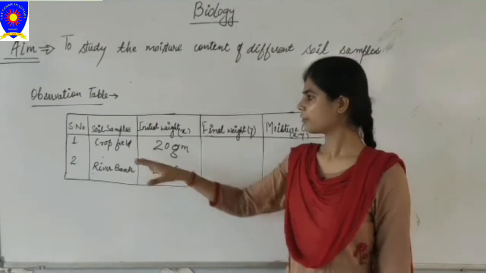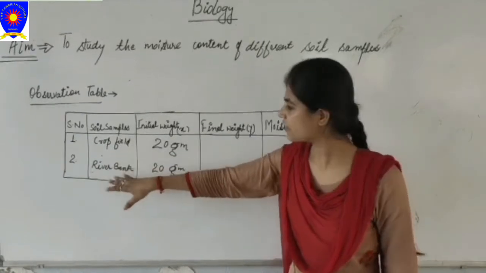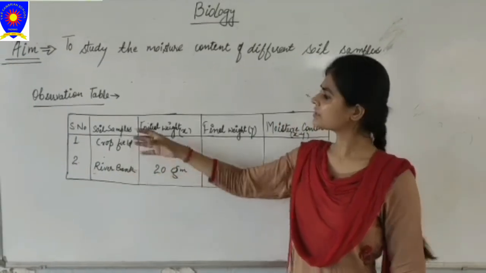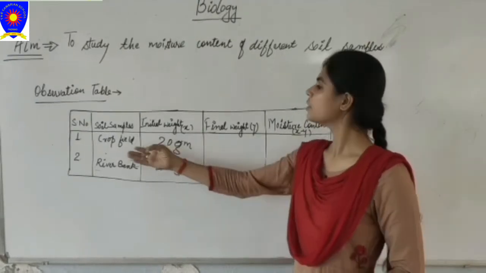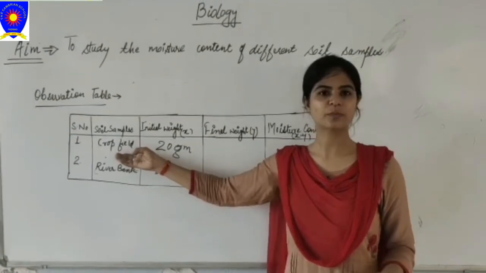For that we have taken two soils, crop field soil and river bank soil, because these two soils have a little more moisture in comparison to the other soil samples. Further, I'll show you how to perform the activity.